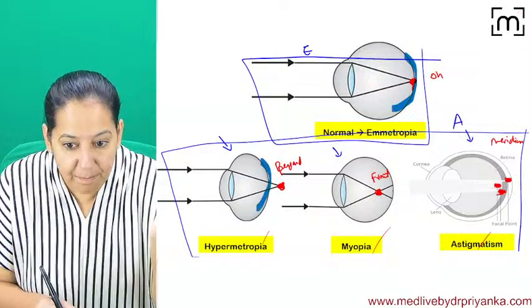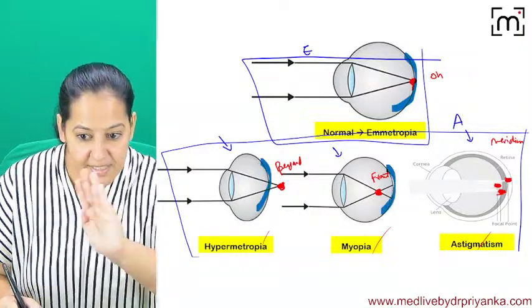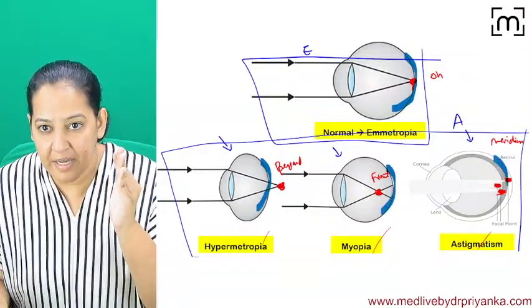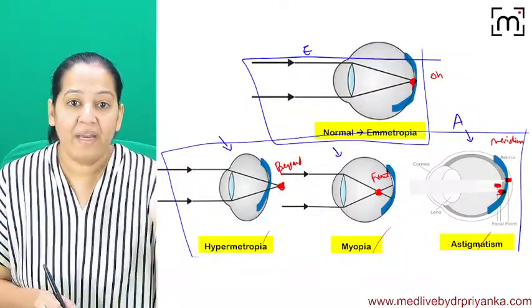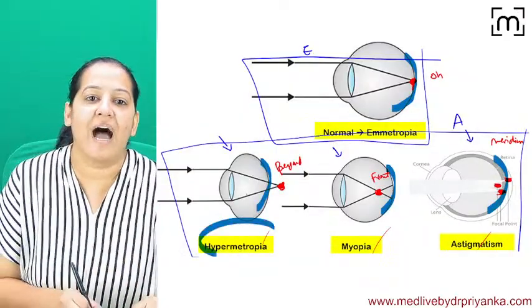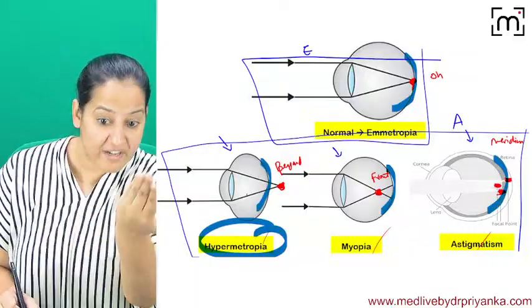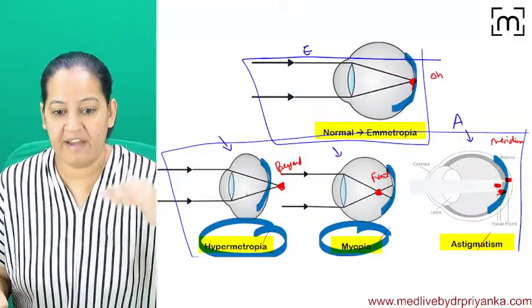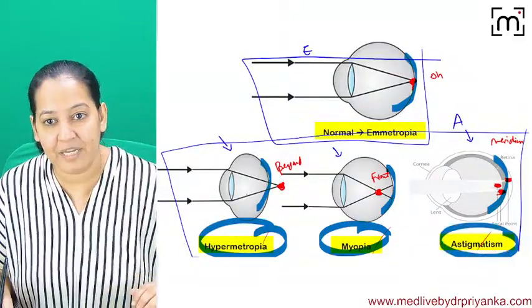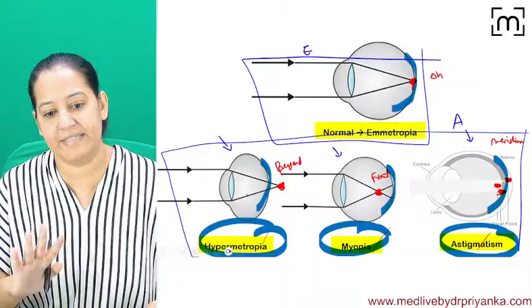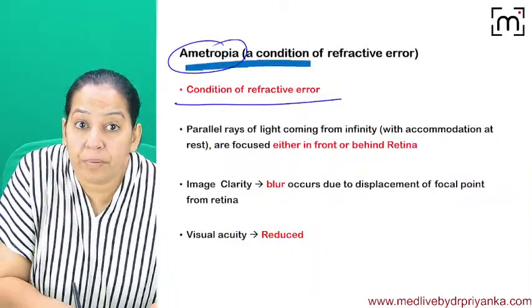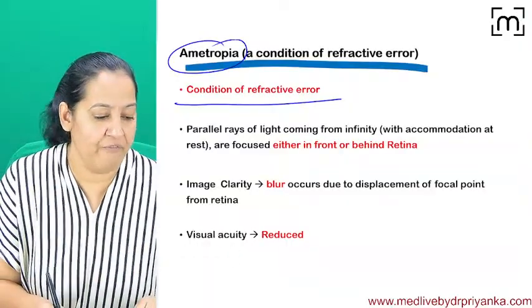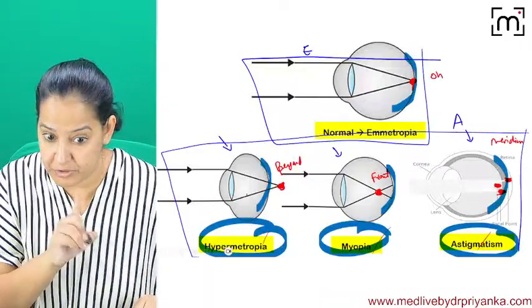Here the image is beyond the retina. Here the image is in front of the retina. And here the image is on the retina, but with multiple levels, multiple meridians. So when it is beyond the retina, it's hypermetropia. When it is in front of the retina, it is myopia. And when it is in multiple meridians, multiple different dimensions, it is astigmatism. So these are the 3 types of ametropia. It's a condition of refractive error. I will show you videos of all 3.